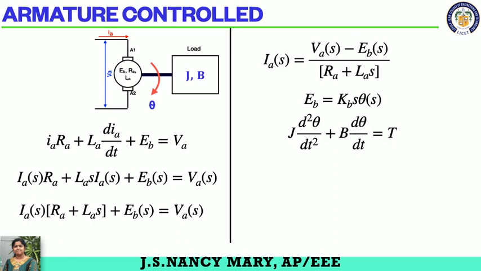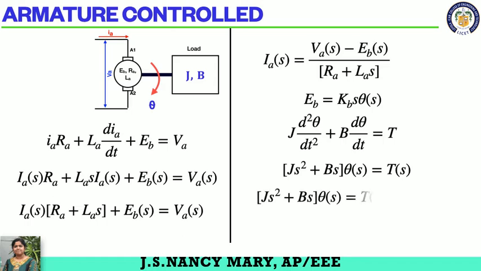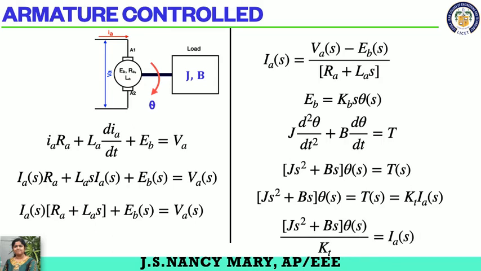Now you also know that torque is equal to J into d square theta by dt square plus B into d theta by dt. For the same, I am going to take the Laplace transformation. So you will be getting Js square plus Bs into theta of S equal to T of S. So Js square plus Bs into theta of S equal to T of S, which is equal to Kt into Ia of S. So this is my Ia of S.